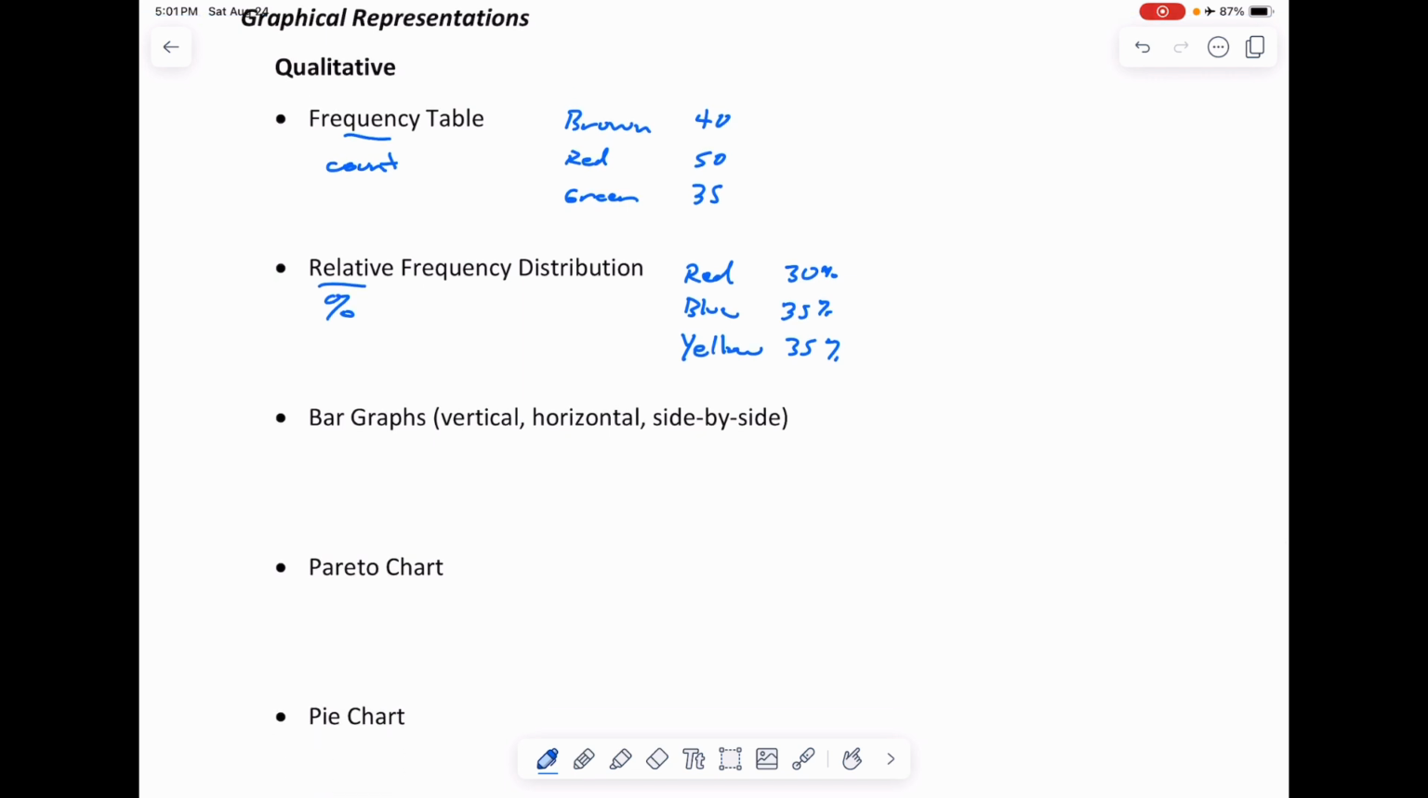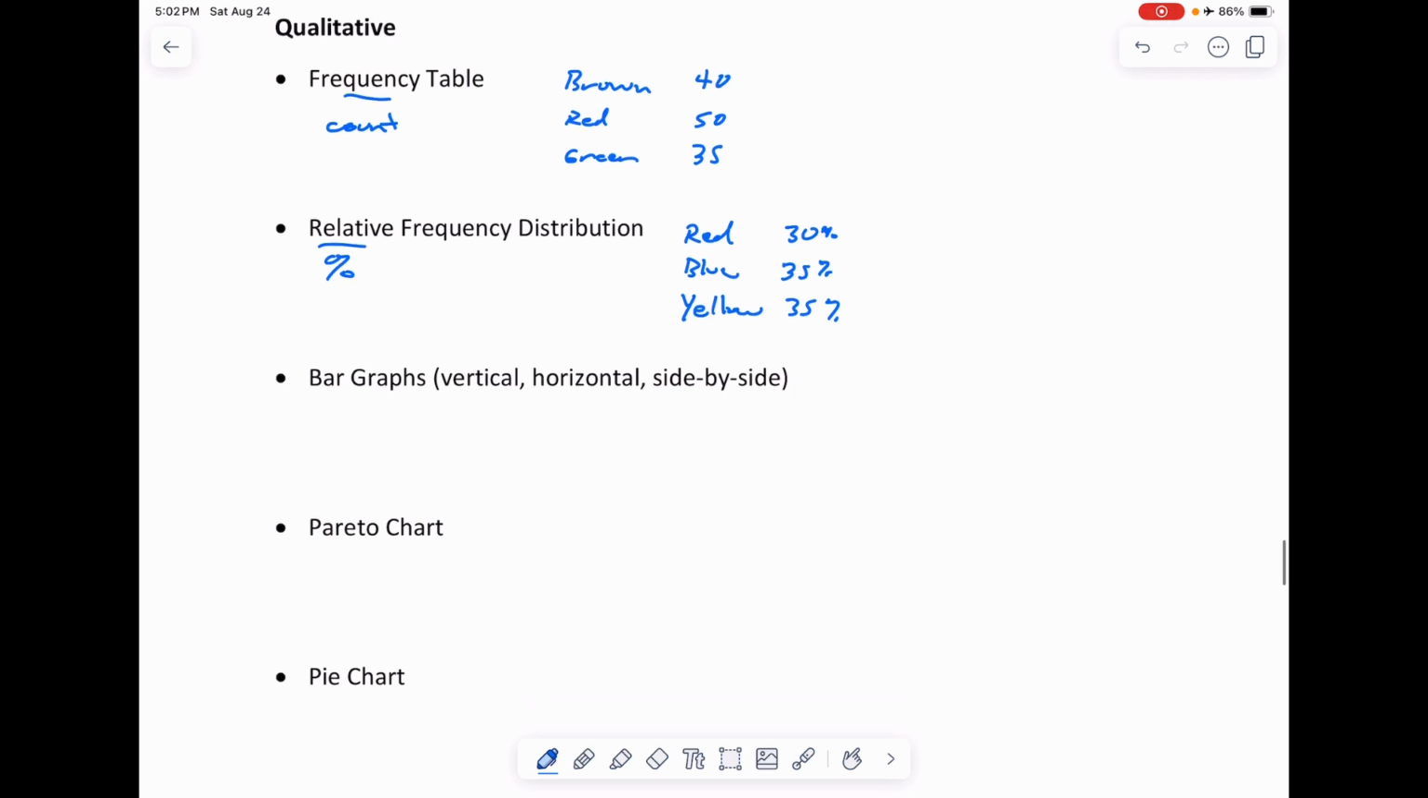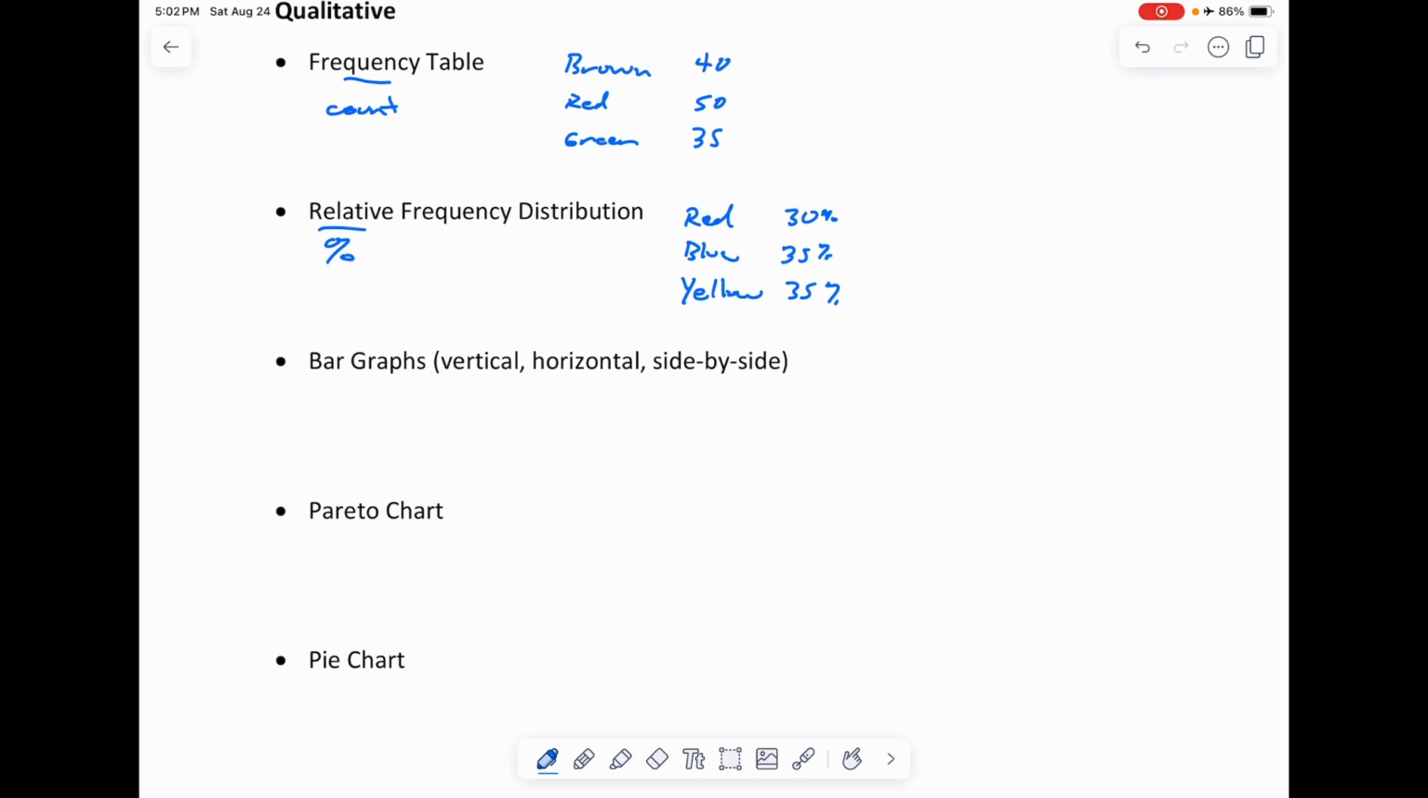And so this would just literally be a table. It's not a graph. It's just literally a table with categories and numbers, or categories and percentages. Bar graphs. I think we all probably know what bar graphs are, but there are a couple things that I want you to just be aware of.